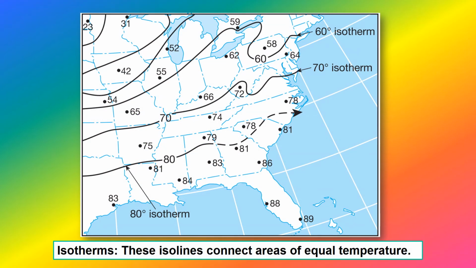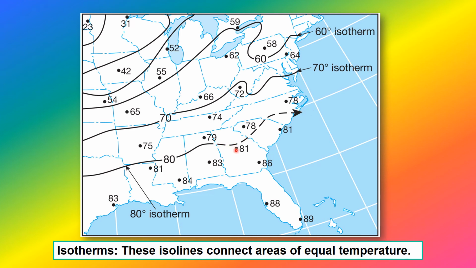Here's an example of isotherms. Looks like the cartographer is right in the middle of creating it. He has a spattering of weather stations around, and they're all reporting in their temperatures. Where do you put the 80-degree isotherm here? And then later you can color those areas between the isolines.